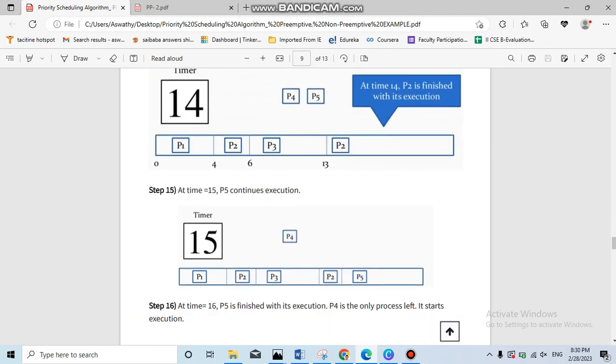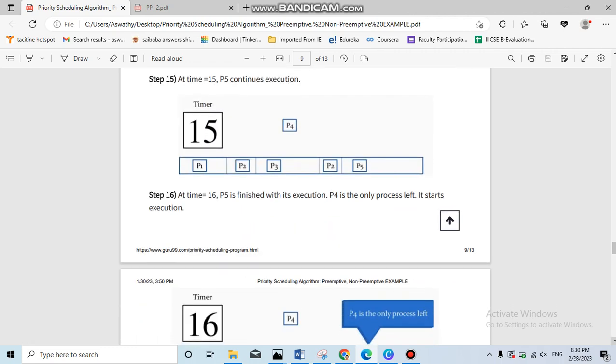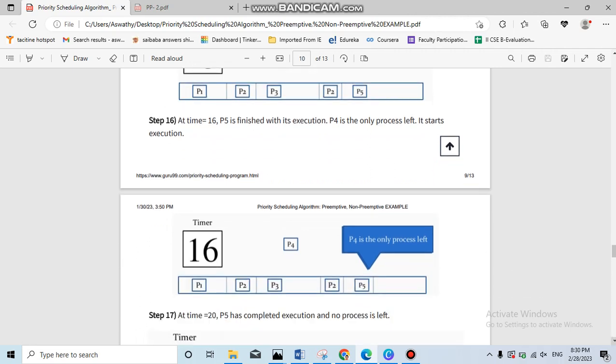At time 14, P1 and P2 enter into the queue and P2 starts its execution. Then at time 15, P2 has only one burst time left, so P2 completes its execution at time 14 and at time 15, P5 enters into the queue, because when compared to P4, P5 has the highest priority. So P5 gets inside the queue.